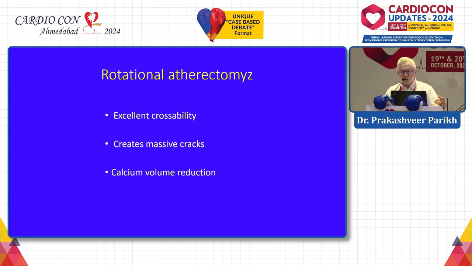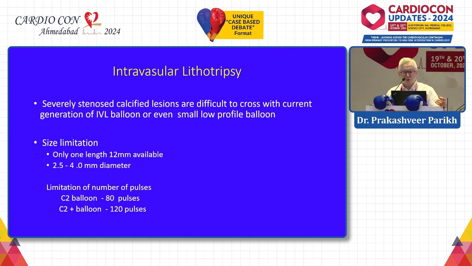So in my opinion, rotational atherectomy is the best device because of the excellent crossability. It is very efficient in creating massive cracks and is very effective in creating volume reduction. While IVL will not be able to cross such tight lesions. Even your routine conventional small low pressure balloon will not be able to cross these calcified lesions.